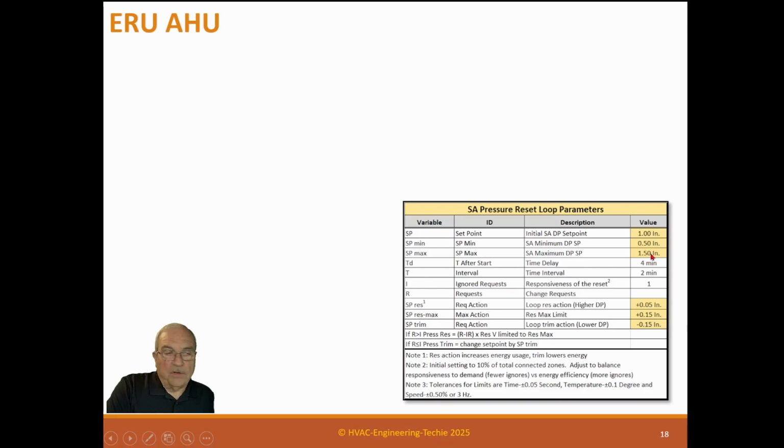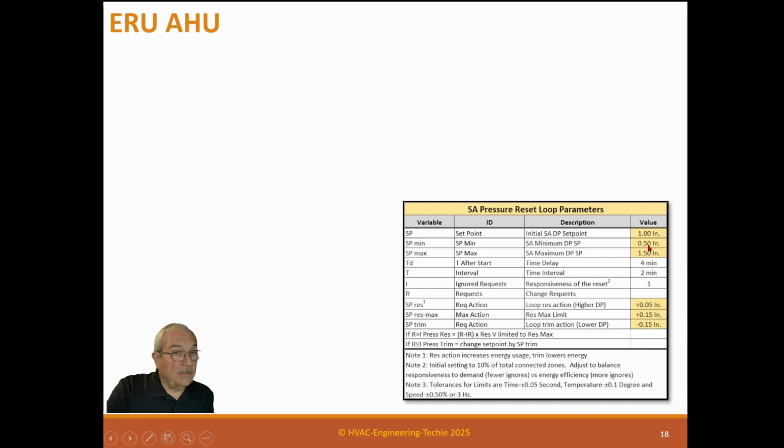And this 1.5 would have been selected during test and balance to see what pressure is required, if they're all open and they all want design flow, what pressure does that give? But now for the minimum pressure, balance also needs to do that. We need to set the outside air dampers of all the other units down to minimum flow. What is the minimum ventilation flow? And this 0.5 inches needs to be a TAB reading at that condition.